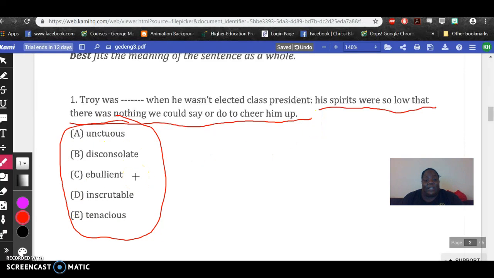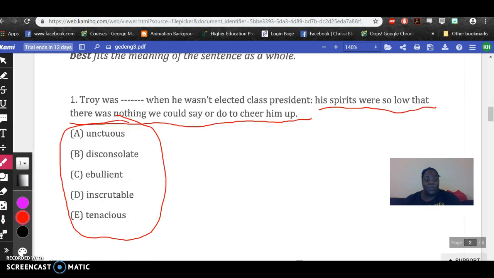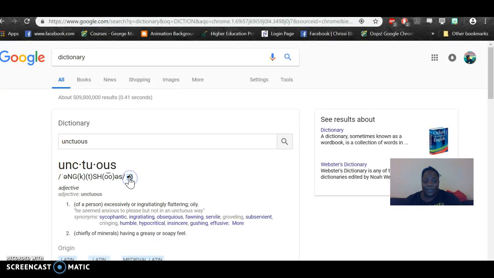Let's say you don't know any of these words. Again, practice pulling up a dictionary real quick. Now, I've already done that. So each of my words right here, I pulled up in a dictionary. And all I did was Google dictionary and I put up the word. Look at our first word. This one right here, okay? So this word, hey, let's see.